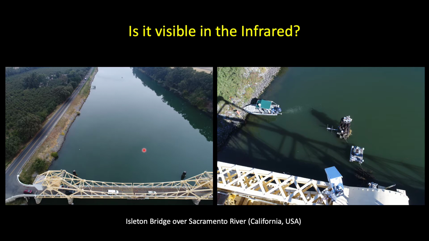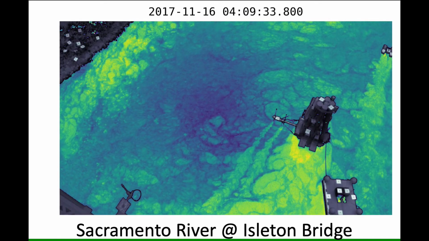The left is a drone image showing upstream the region of the flow. We're imaging right down here in the corner. You can see the camera just here. So here's the infrared image.